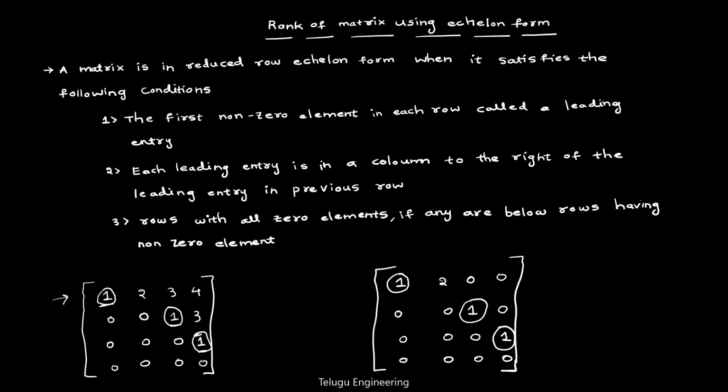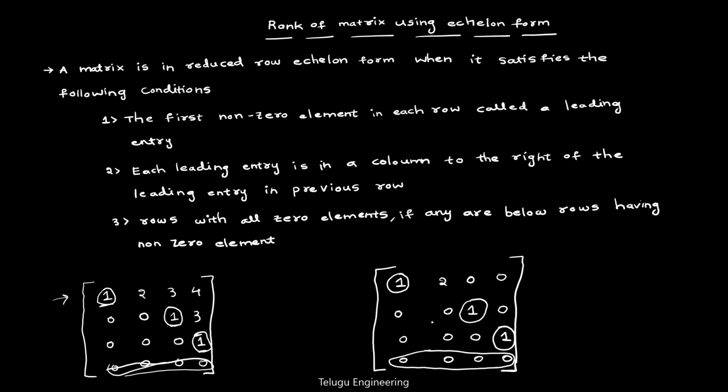The third one is that rows with all zero elements, if any, are below rows having non-zero elements. If there is any row which completely consists of zero elements, it must be at the bottom of the non-zero rows. For example, you can see here 0 0 0 0, so it is at the complete bottom, below all the non-zero rows. Similarly here also, this is the zero or null row, at the bottom of all the non-zero rows. These three are the conditions, and we have to always keep them in mind while reducing a matrix into echelon form.